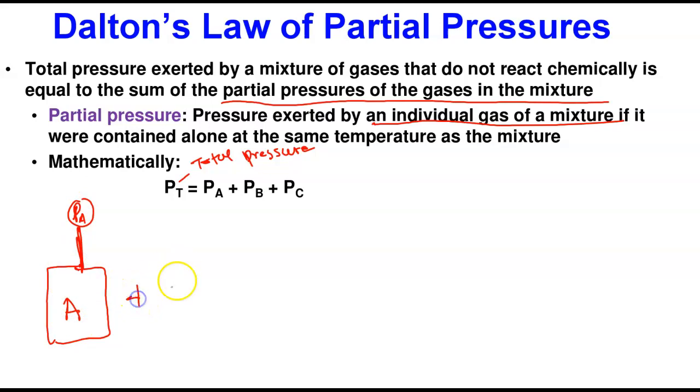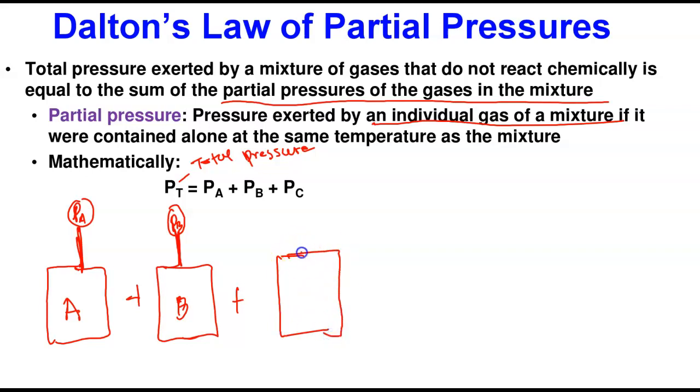Gas B will now have a partial pressure of PB. What it means is, if you measure the pressure using a pressure gauge, it's going to give you PB. And then plus gas C, which is going to give you PC if you use a pressure gauge on it. Now, what it is trying to say is that all these 3 gases have their individual pressures: PA for gas A, PB for gas B, and PC for gas C.